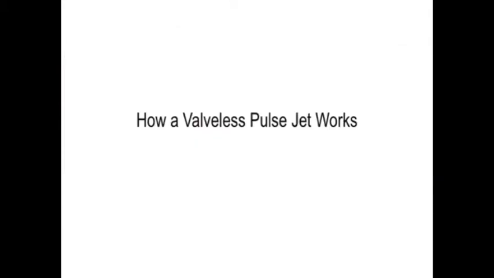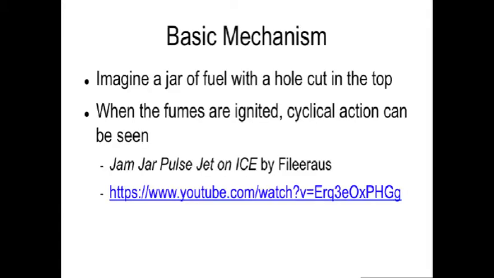In the following slides, I will discuss how valveless pulse jet engines work. A valved pulse jet engine works in the same way, but there is a valve after the inlet that helps contain the combusting gases. This type of engine will not be shown here. One of the most basic examples of a pulse jet is a jar of fuel with a hole cut in the top. When the fumes inside the jar are ignited, cyclical action is observed and thrust is generated. This can be seen in the following video.